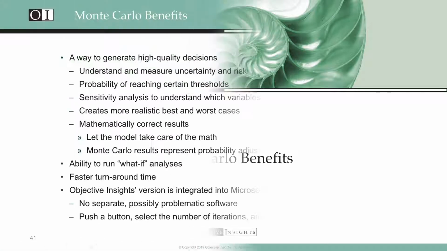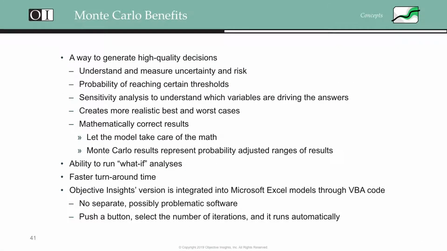In summary, Monte Carlo simulation is a way to generate high-quality results and the decisions that those results can drive. And instead of letting the user worry about the probabilities, such as through scenarios, we just give Monte Carlo simulation the inputs it needs, let it run, and then it will give us the results. And the results it provides are probability-adjusted ranges for those results.